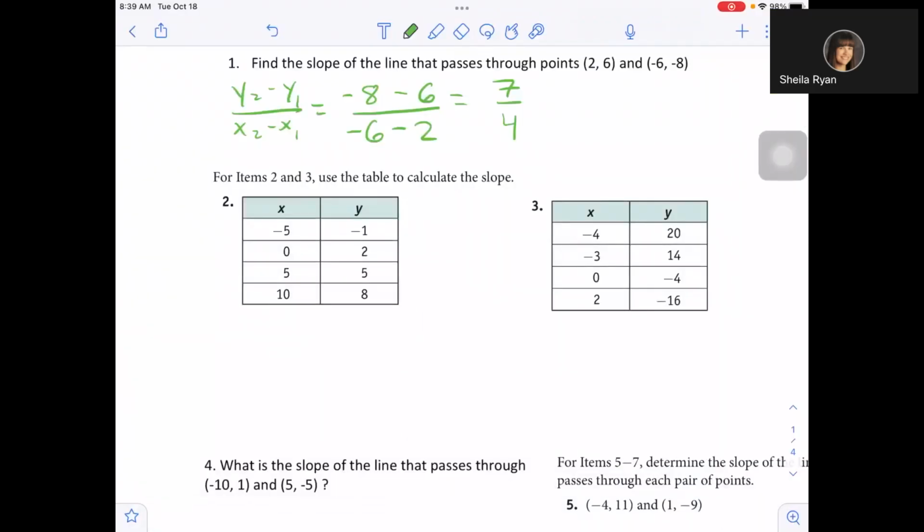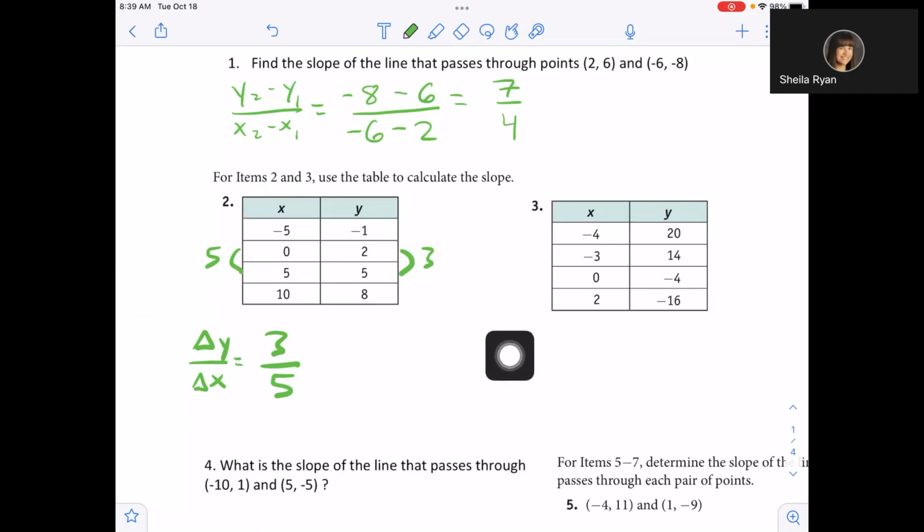Table. So we can use change in y over change in x and just look at, maybe I'll use these points because they're positive, might be a little bit easier to see. 2 going up to 5 is a change of 3. 0 going up to 5 is a change of 5. So the y's changed by 3, the x's changed by 5. So our slope is 3/5.